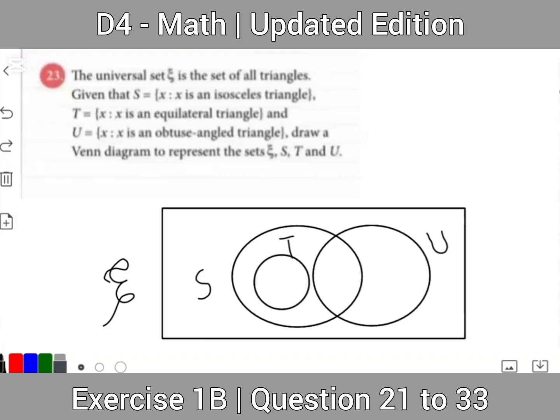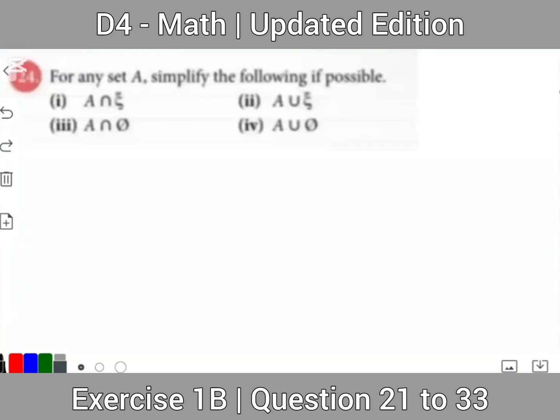So this is the illustration on Venn diagram of the sets eta, S, T, and U. Now here we have the question 24. For any set A, simplify the following if possible. So here we have to take a specific example to understand these set operations.